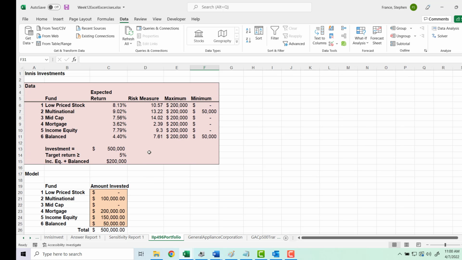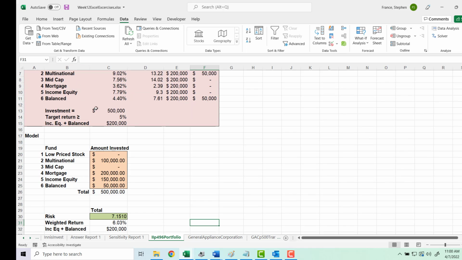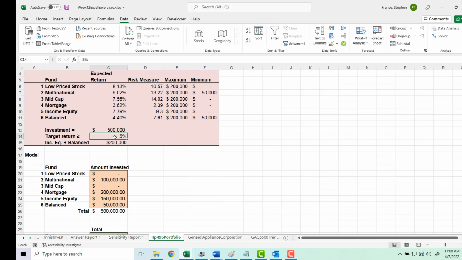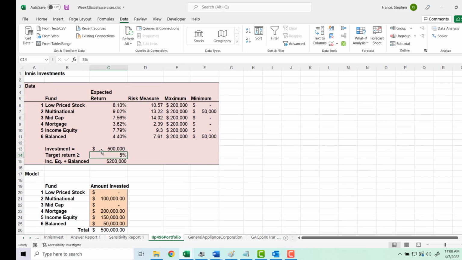We did the portfolio analysis. We played around a little bit with things like this, the targeted return. And we were trying to find the minimum risk for a certain level of return and building an optimization model.